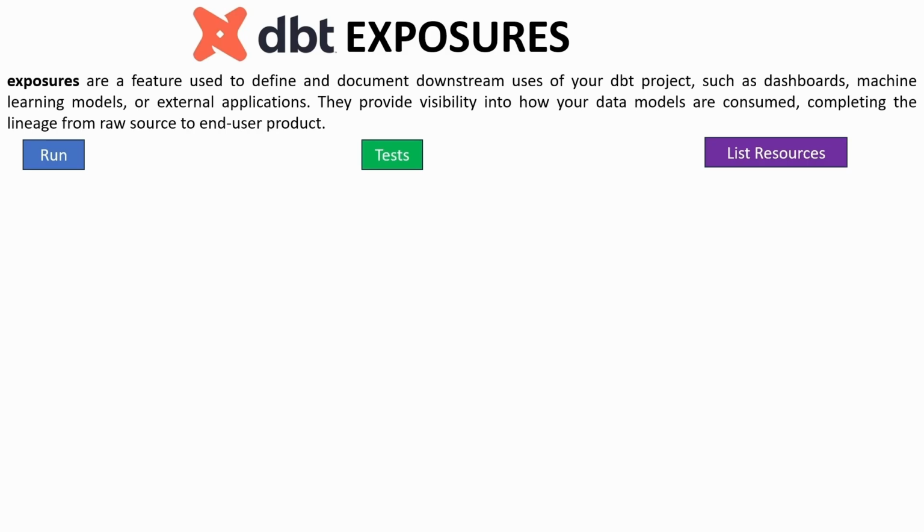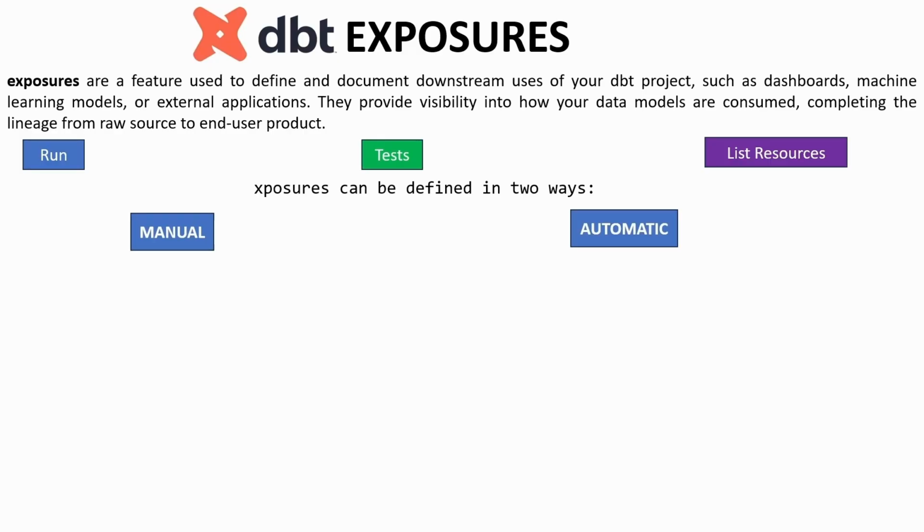Okay, exposures can be defined in two ways. First is manual and second is automatic. Manual is declared explicitly in your projects.yml files, and automatic is something which DBT creates and visualizes downstream exposures automatically for supported integrations, removing the need for manual YAML definitions. These downstream exposures are stored in DBT's metadata system, appear in catalog, and behave like manual exposures. However, they don't exist in YAML files.